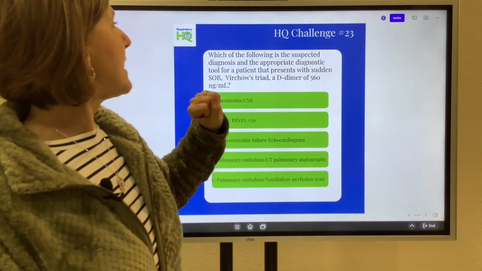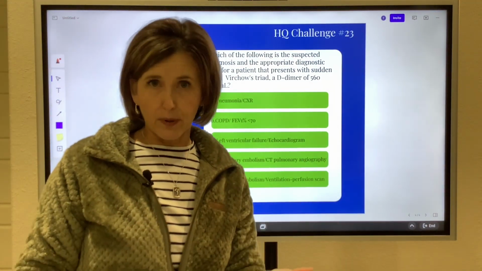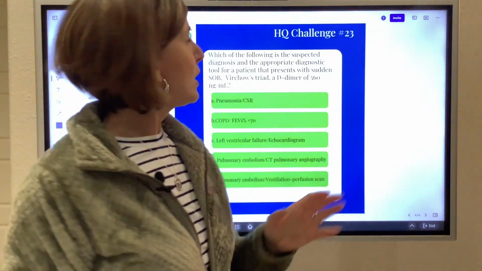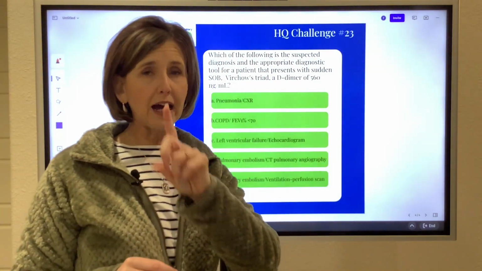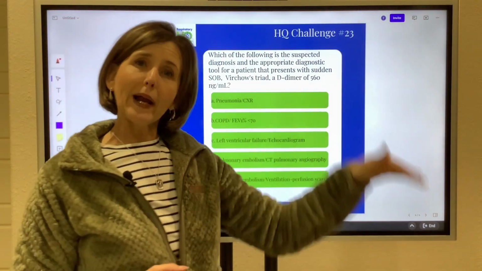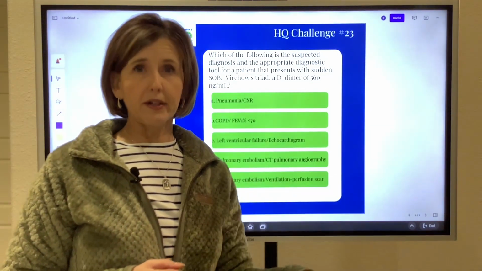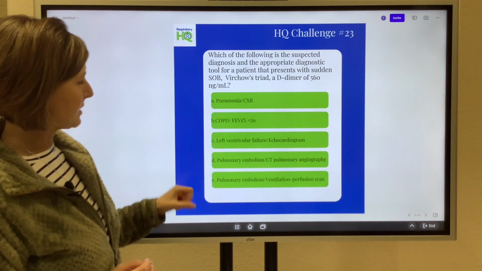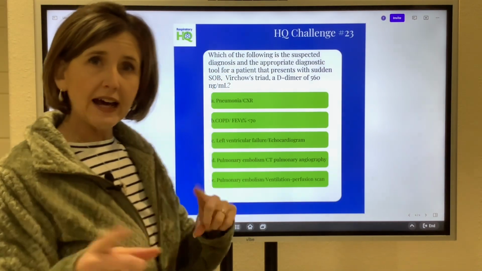And then a D-dimer, this is a test that tests for the breakdown of a fibrin protein. Okay, so anytime the body forms a clot, it starts immediately breaking it down. So when you have higher D-dimer levels, that means there's higher probability of clots that are already trying to be broken down, okay? So a D-dimer of greater than 500 is a screening method for a pulmonary embolism, okay? So all of this tells me that we potentially have a pulmonary embolism, so that narrows us down to D and E. And then we have to figure out how to diagnose it.